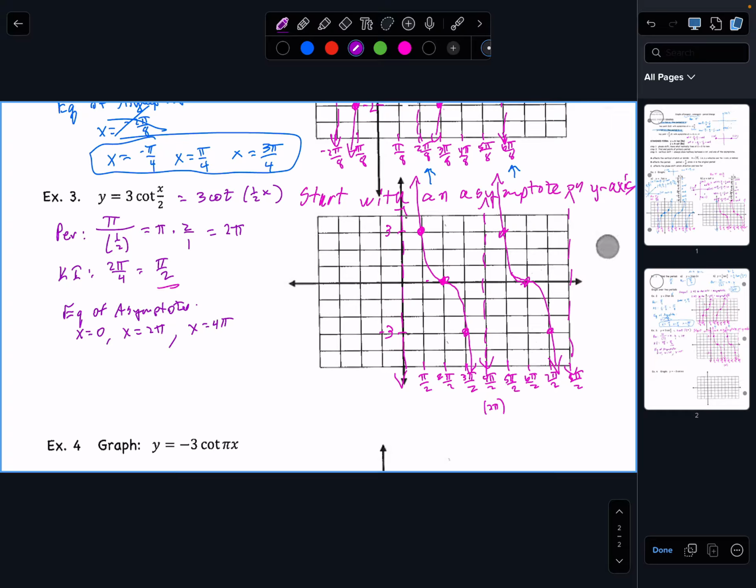And then your x-intercepts, or your zeros, are at pi and three pi, not 3 pi halves. I looked at the wrong one. Sorry. Because they also will have a distance between them of the period.